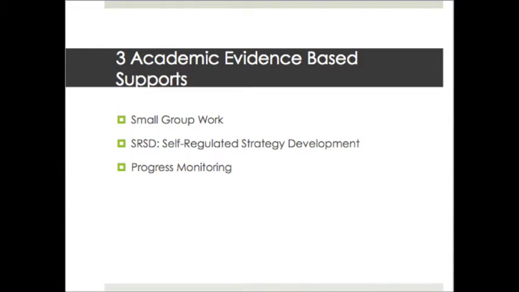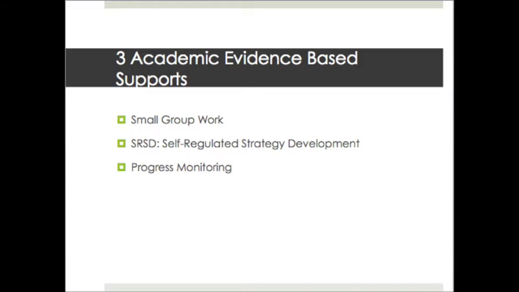Three academic evidence-based supports for children with emotional and behavioral disorders are small group work, self-regulated strategy development, and progress monitoring. Small group work is a way to get students to be able to focus better on their work as well as receive one-on-one attention from their teachers. These small groups lessen the potential for social anxiety as well as allow students to watch and learn appropriate behaviors from their peers.